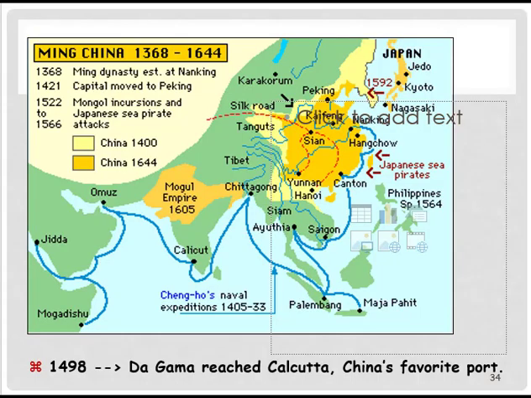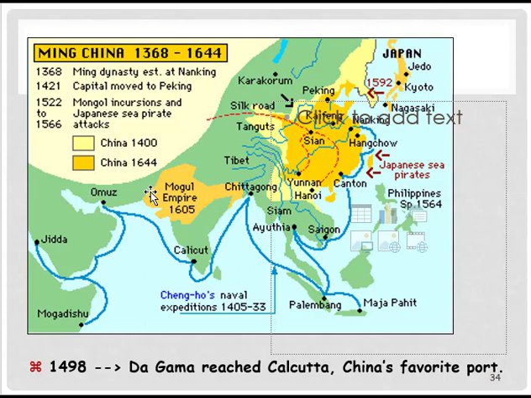So, to give you an idea, this is Zheng He's naval expeditions. He kind of bounces around the Indian Ocean here. If you look at China in about 1400, that was the light yellow, and then they expand by 1644.